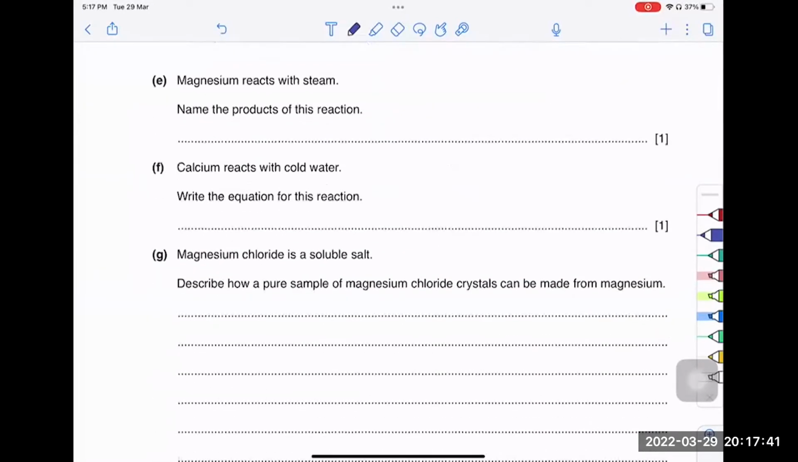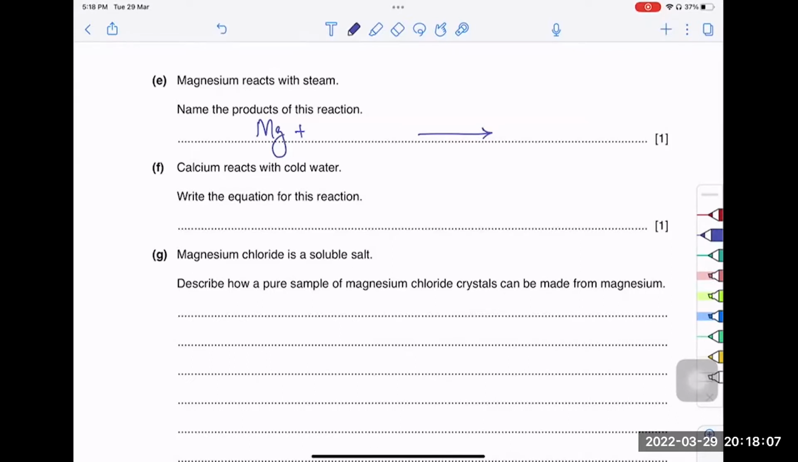Magnesium reacts with steam. Name the product. So in steam, we have H and OH. So magnesium is going to displace hydrogen there. Pretty straightforward. So it's going to produce magnesium hydroxide and hydrogen. But we have studied one thing. Sorry, you all haven't studied it. This is in A levels.